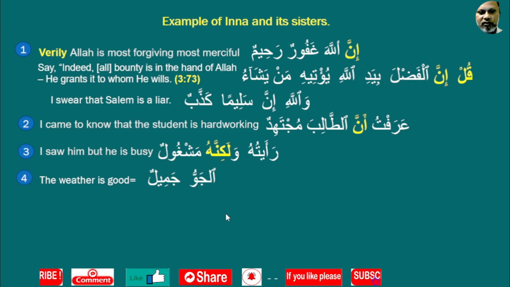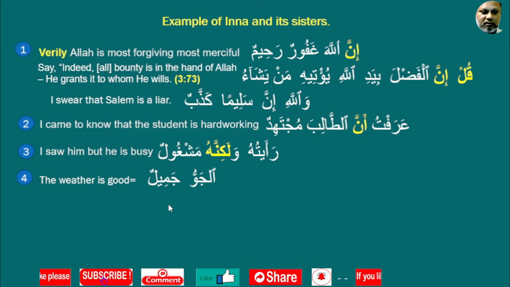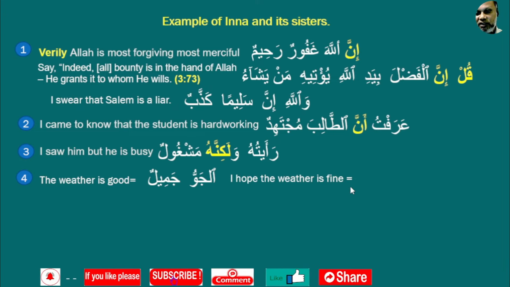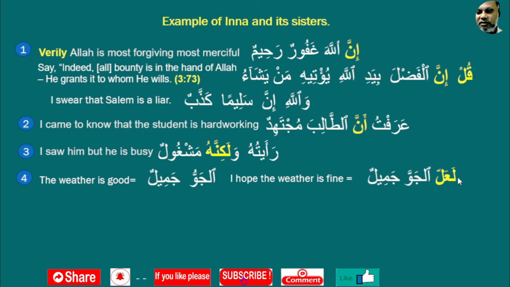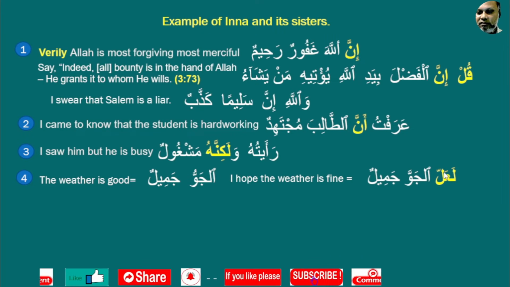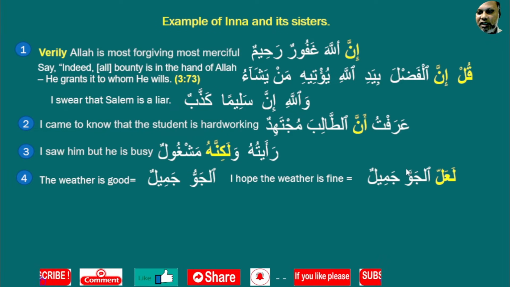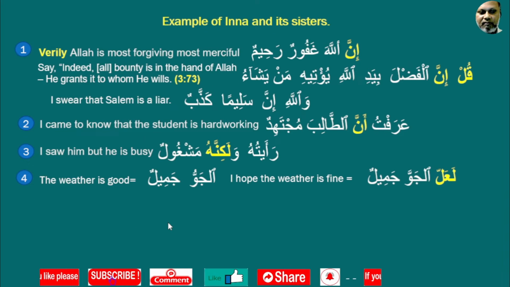The weather is good. Al-jawwu jamilun. But if we want to say I hope the weather is fine, in this situation la'alla is used. La'alla is from the same group as inna. La'alla al-jawwa jamilun. Al-jawwu becomes al-jawwa, accusative case.